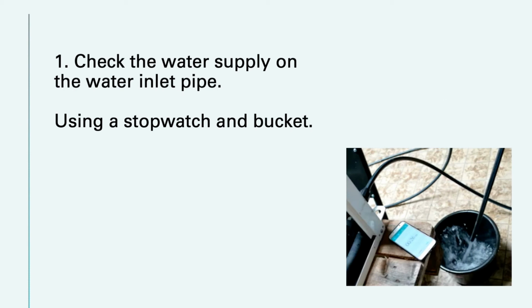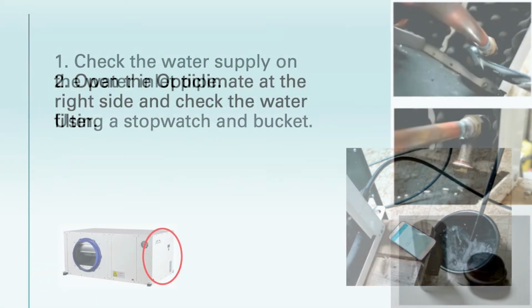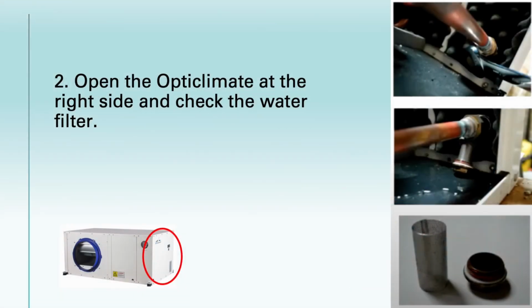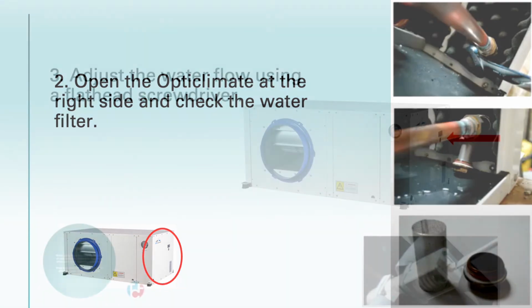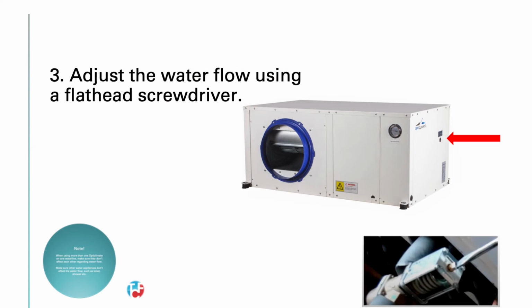Find the water inlet pipe at the back side of the Opticlimate. Secondly, open the Opticlimate at the right side and check the water filter. Thirdly, adjust the water flow using a flathead screwdriver.